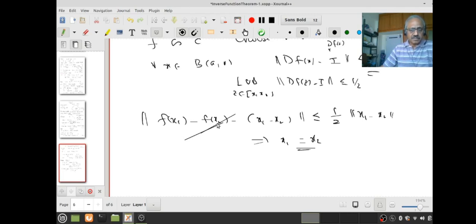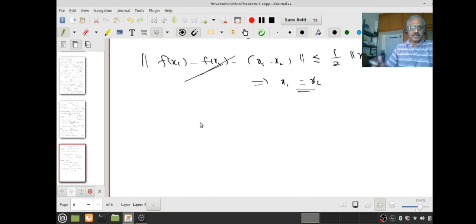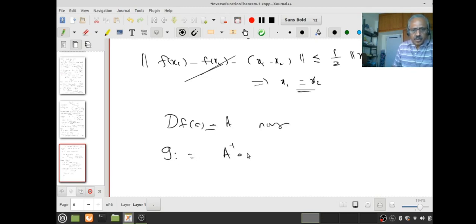Is that a problem? Okay, let us do that. Suppose Df(a) is A, assume non-singular, right? Now let's look at the function g, which is A inverse of f. g(x) equals A inverse of f(x).